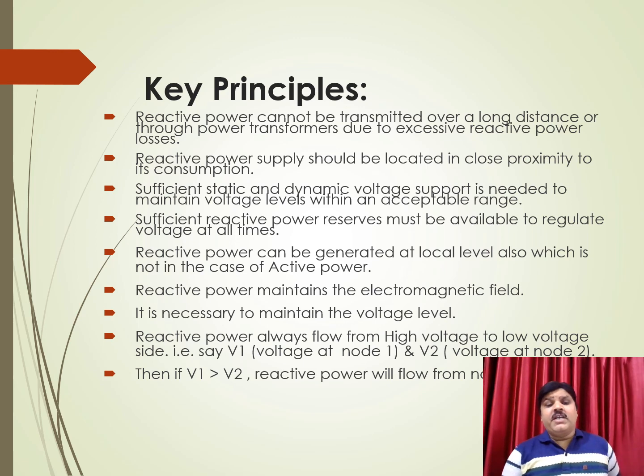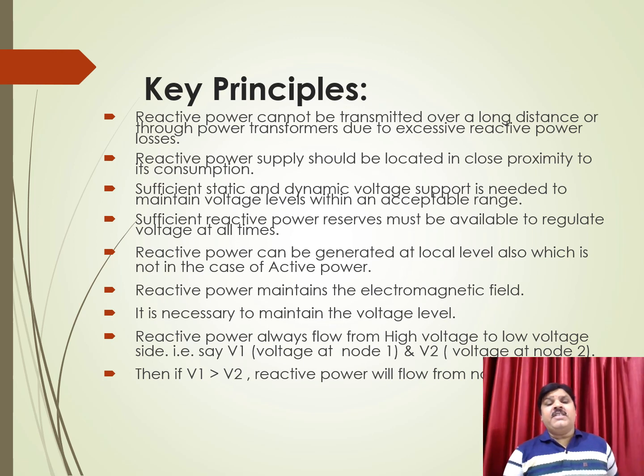Now we will discuss the key principles regarding reactive power management. Reactive power cannot be transmitted over a long distance or through power transformers due to excessive reactive losses. It means reactive power should not be transmitted through the power system or through transformers because it increases the line losses of the transmission system. Reactive power supply should therefore be located in close proximity to its consumption, that is at the far end or the load end.